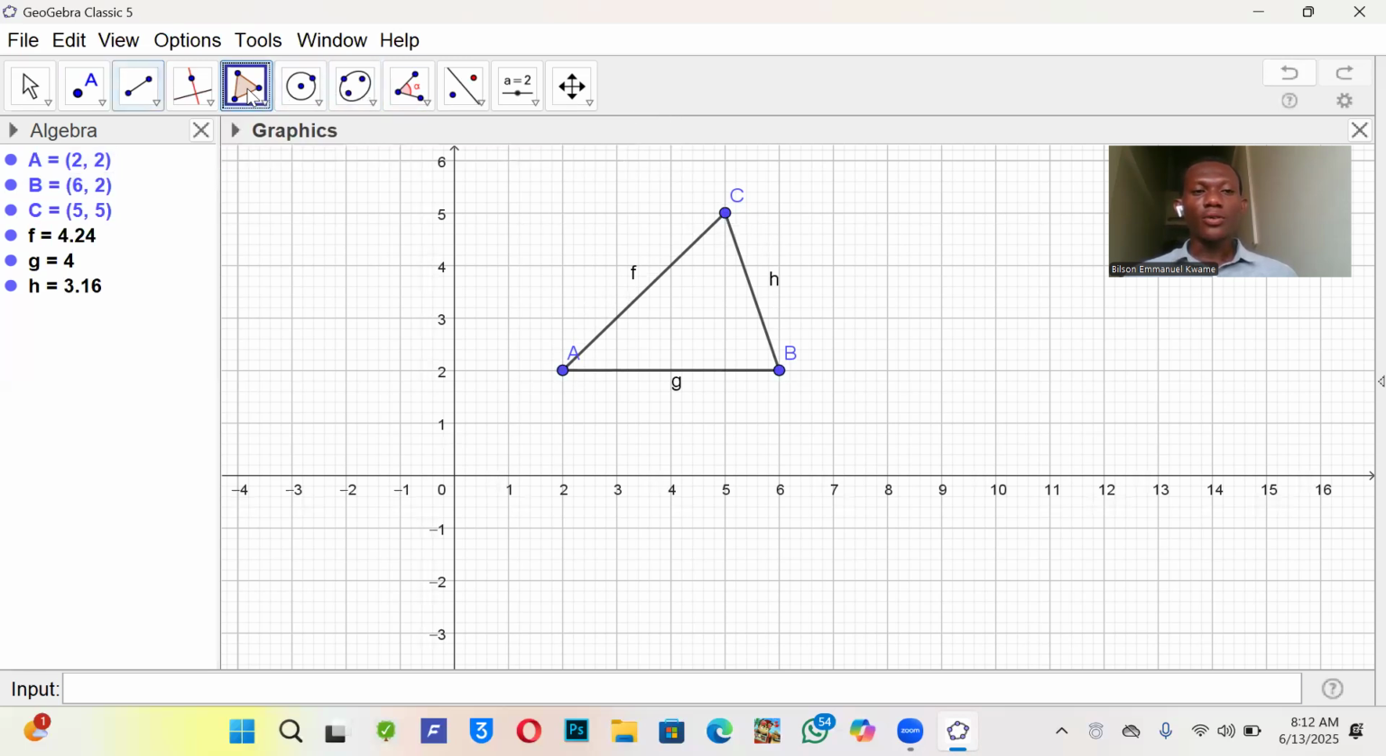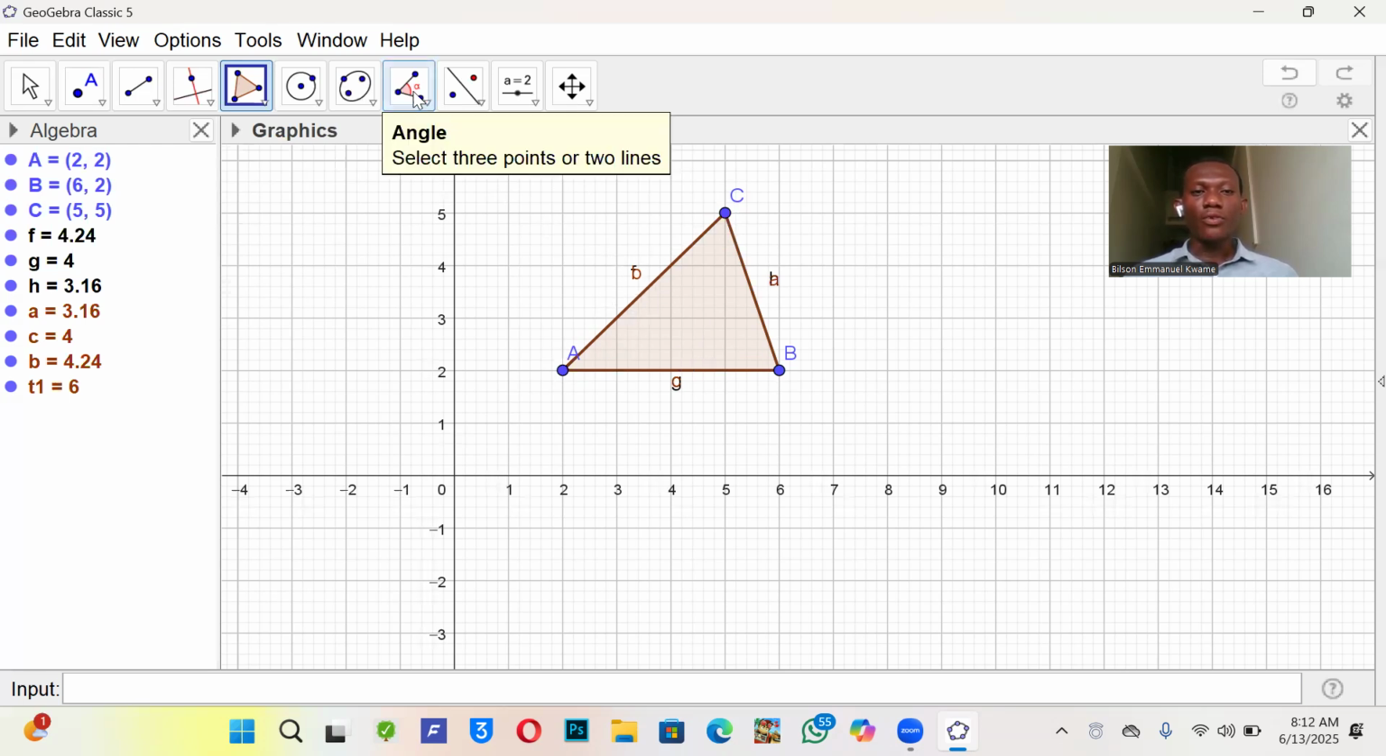There's not yet a polygon, so you have to activate the polygon tool. After activating the polygon, we tap and join, tap and join, tap and join. Now we've been able to form a polygon. The next thing is to make a replica, to clone this triangle. We have two ways of cloning a triangle, and I'm going to show you the first way. But before that, let's do the interior angles within the triangle.